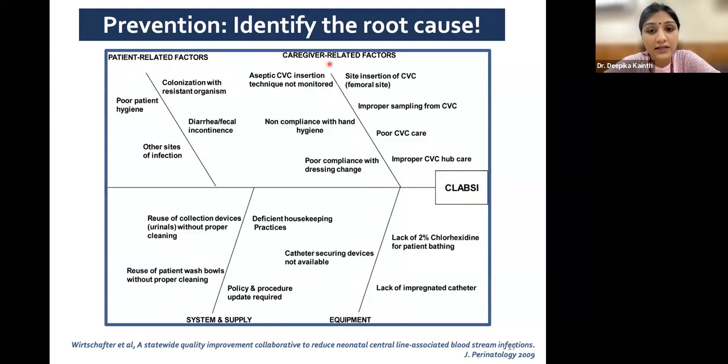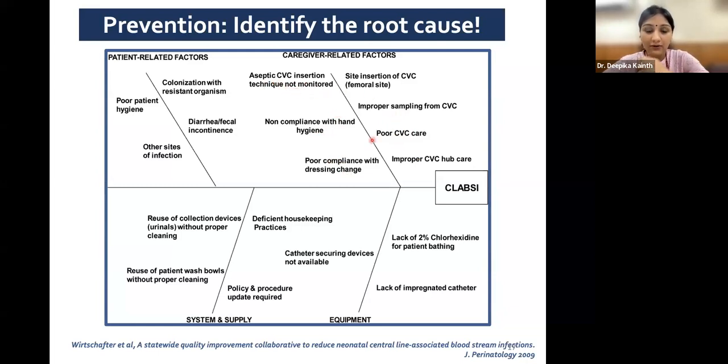So in caregiver-related factors, they saw that the site of insertion was mostly femoral. There was improper sampling. There was poor skin care. There was poor site care. The hub care was not appropriate. They were not compliant with hand hygiene. There was poor compliance with dressing change, and dressings were soiled altogether without anyone seeing it. And during insertion, the aseptic techniques were not followed.